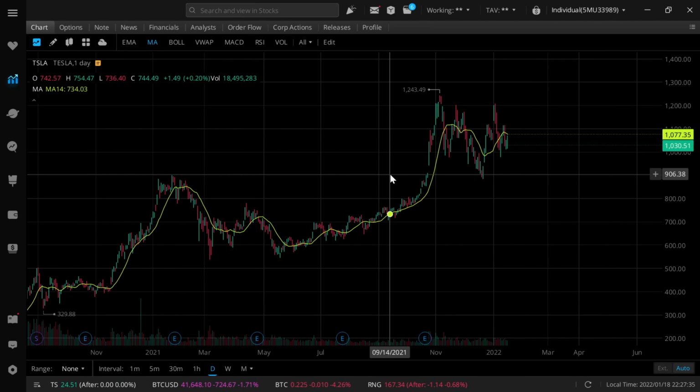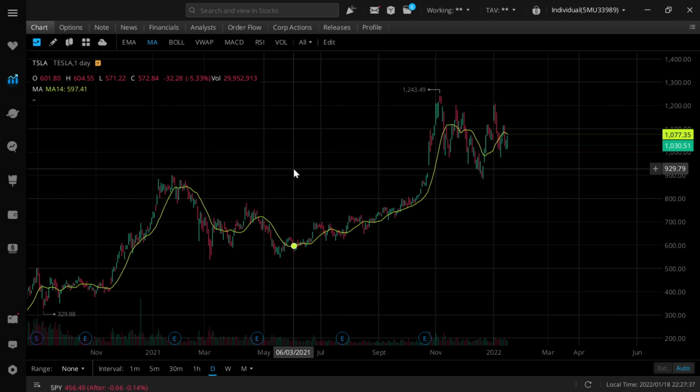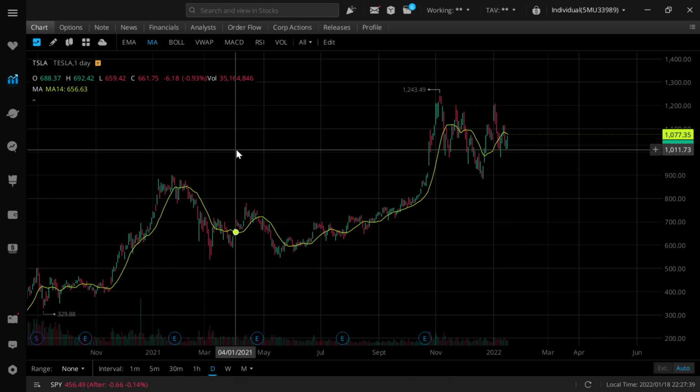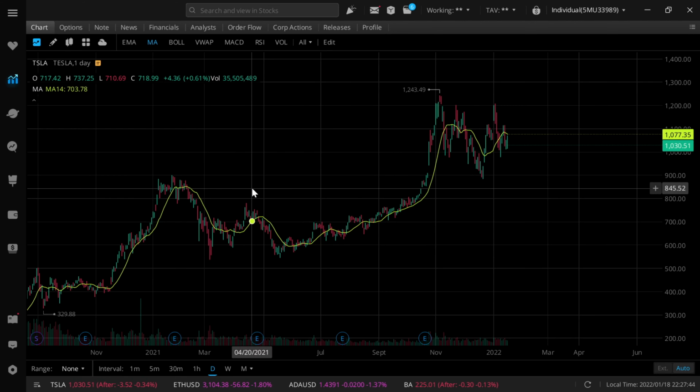And this is why I like using moving averages, because you can use it for day trading, you can use it for swing trading, you can use it for long-term investments. It's just a great overall simple tool to use.